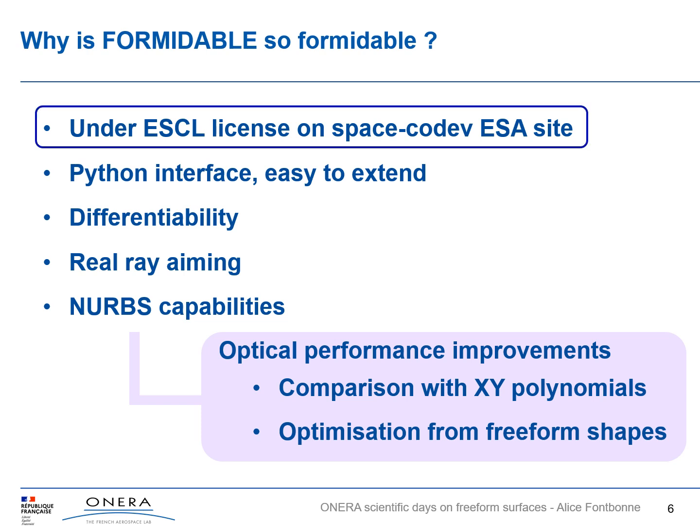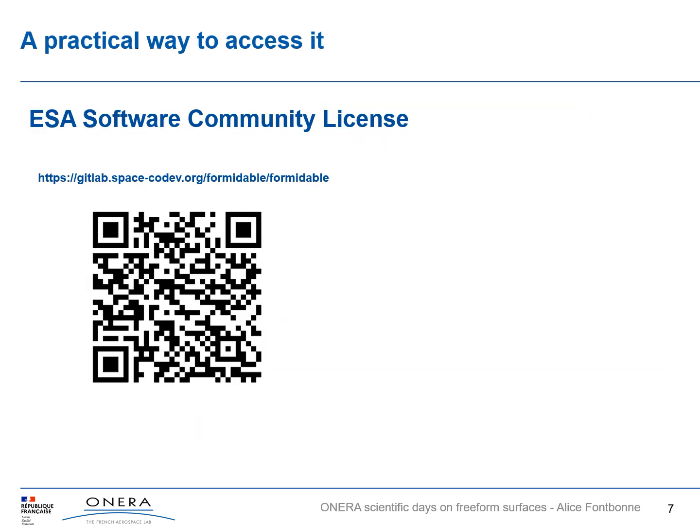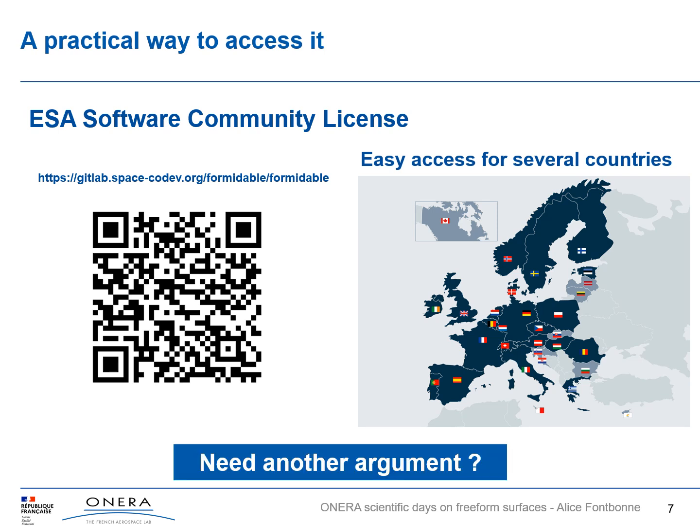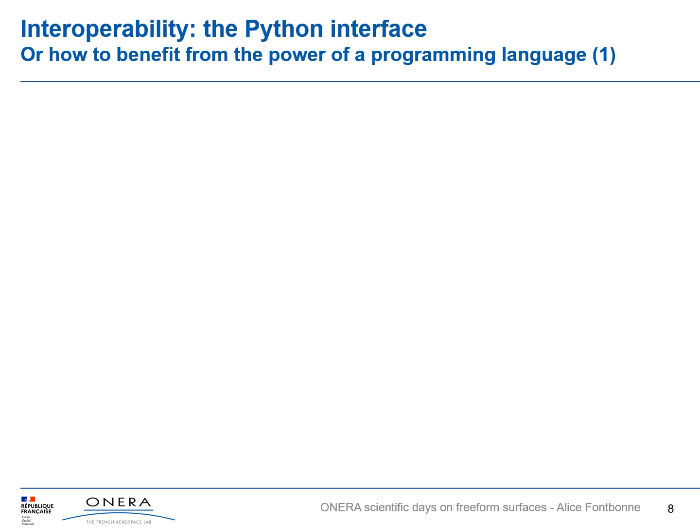So first, the ESCL license. Formidable is under the ESA Software Community License. That means if you want to download Formidable and you are part of one of these countries, you can just do it by scanning this QR code or using this URL. And if you want another argument to download it now, I will give you it now.